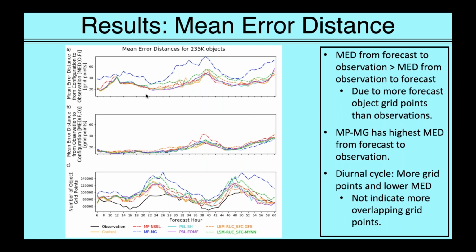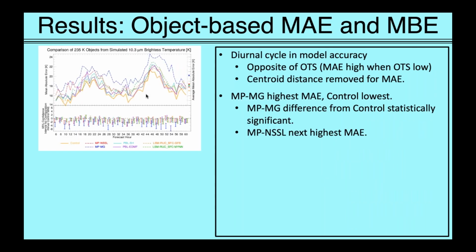Again, we don't think this is indicated by more overlapping grid points, based on the comparison between the mean error distance and the ETS, and CSI is critical success index. So based on a comparison to that, we don't think it's related to just simply more overlapping grid points.